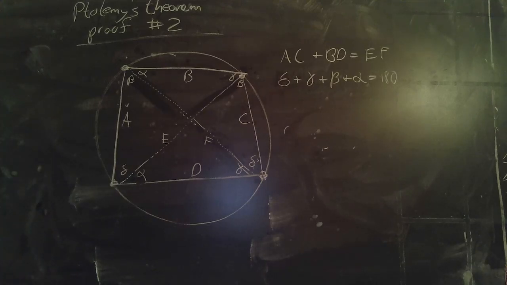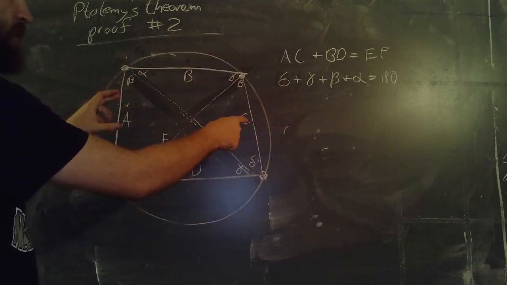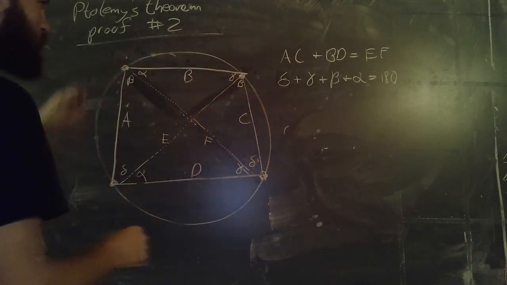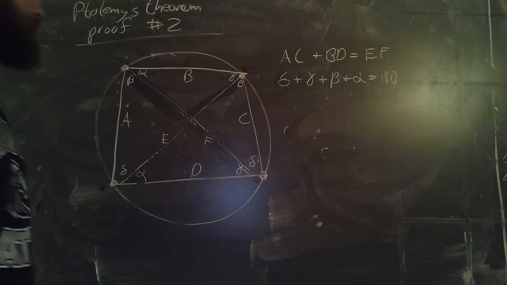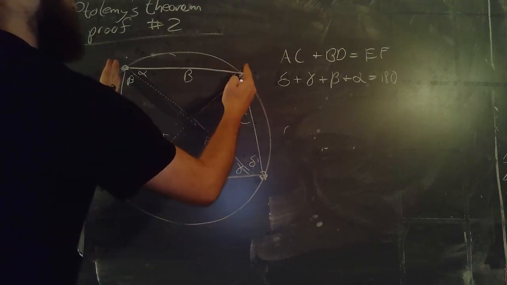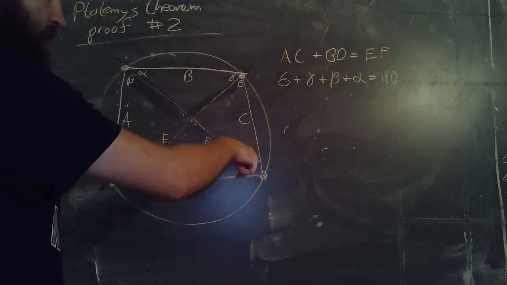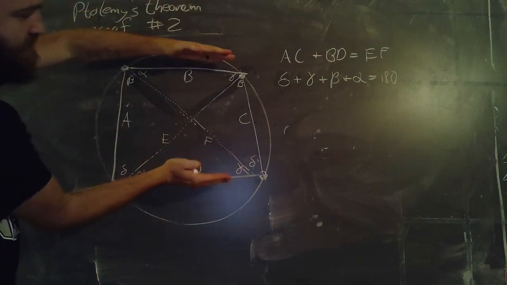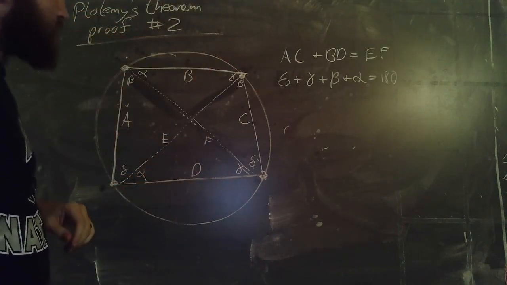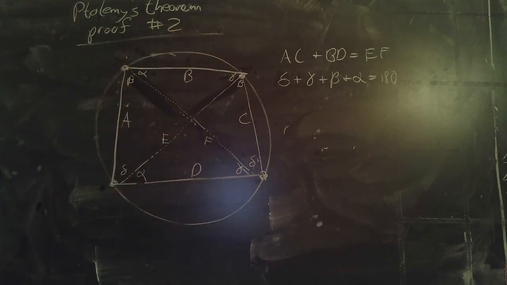So to begin with, we need to recall what Ptolemy's theorem says. Ptolemy's theorem says that if I have a cyclic quadrilateral, which is just a quadrilateral that can be inscribed within a circle where all of its vertices end on a point on the circle, then the product of the two sides across from each other, in other words, the two sides that do not touch, plus the product of the other two sides that do not touch, is equal to the product of the diagonals.